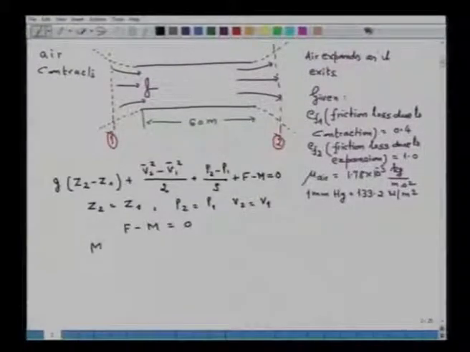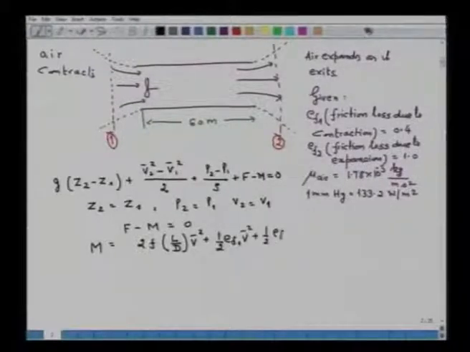and so I can write down F, that is the frictional forces, equal to 2f L upon D V bar square plus half EF2 V bar square. So, that is the frictional forces. So, all that we have to do is evaluate the friction factor, and we have to calculate V bar.